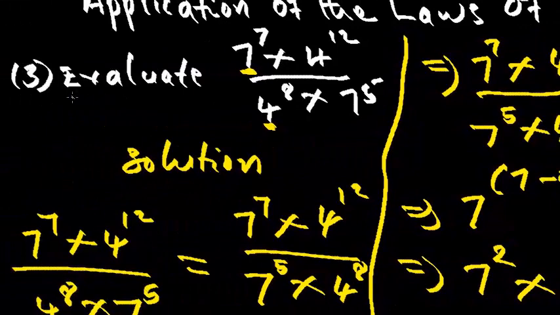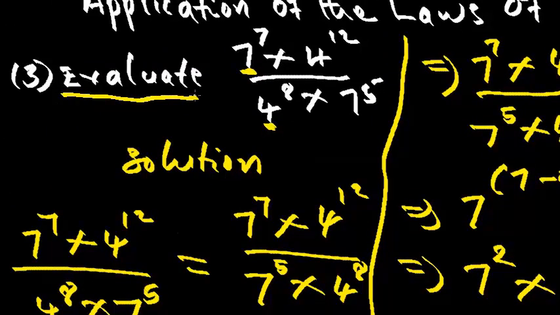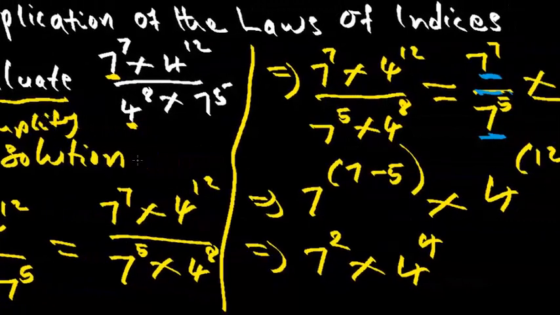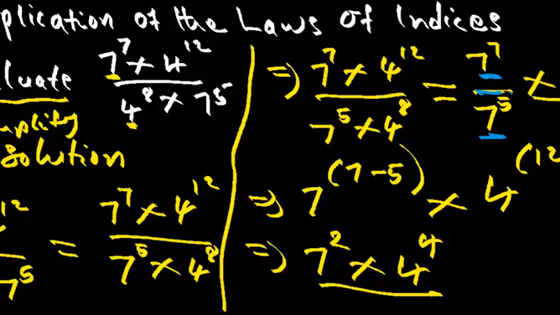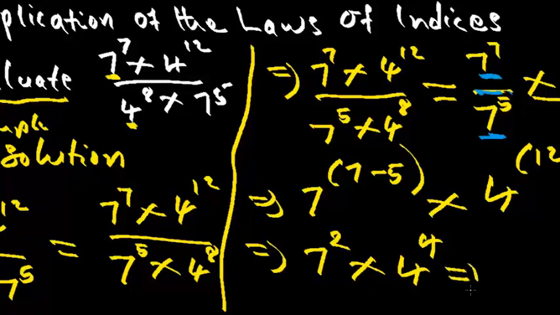Note that our question is saying evaluate. If the question were to say simplify, then we would stop here as our answer. But because they are saying that we should evaluate, we are going to find a value for this. So let's do that.